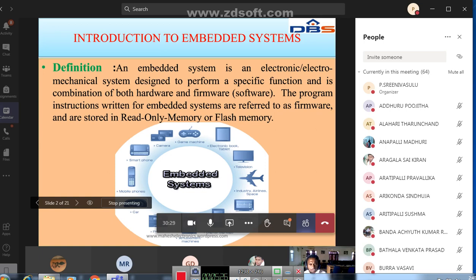We can write a block of memory and also remove a block of memory. That is a major difference between read-only memory and flash memory. I hope you are clear. So this is the simple definition of an embedded system.